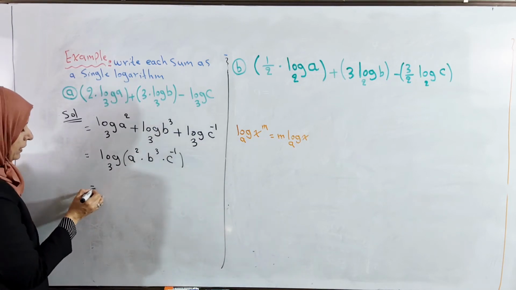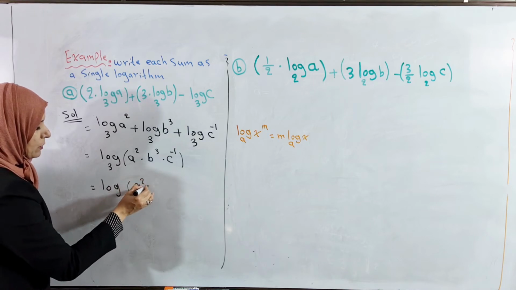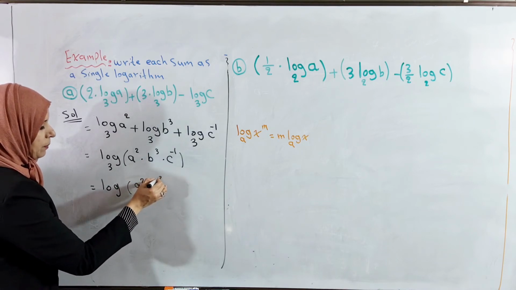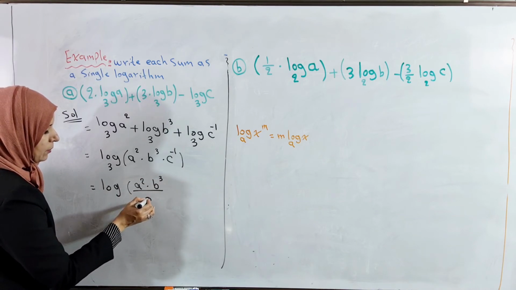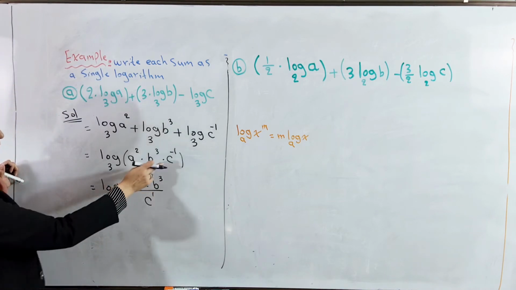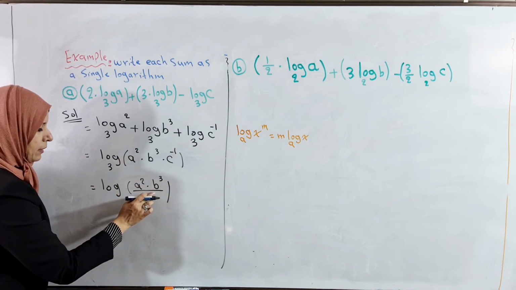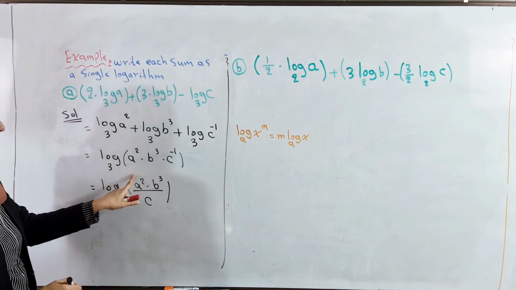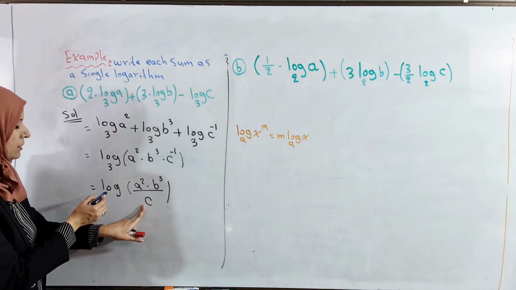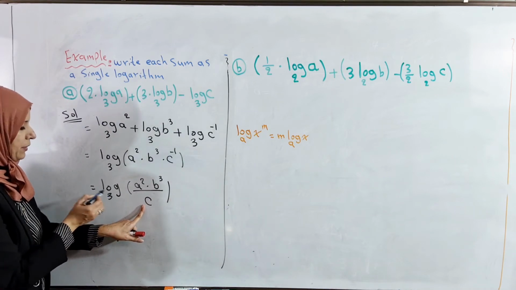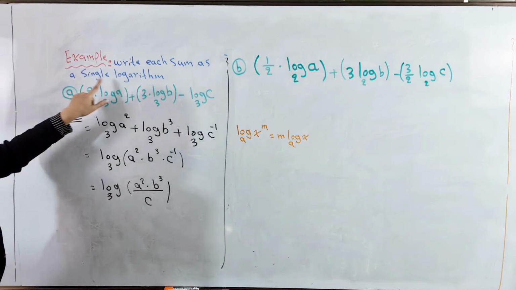Now we can write it as logarithm a power 2 multiplied by b power 3 divided by c power 1. This c we moved down to the denominator because its exponent was negative. That means we can write it as a power 2 multiplied by b power 3 and divided by c for base 3. That way we can write it as a single logarithm.